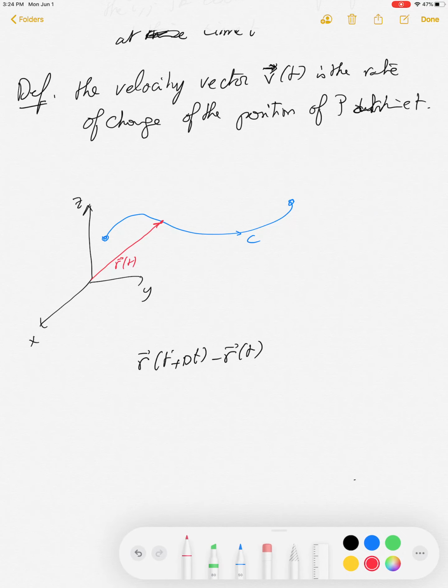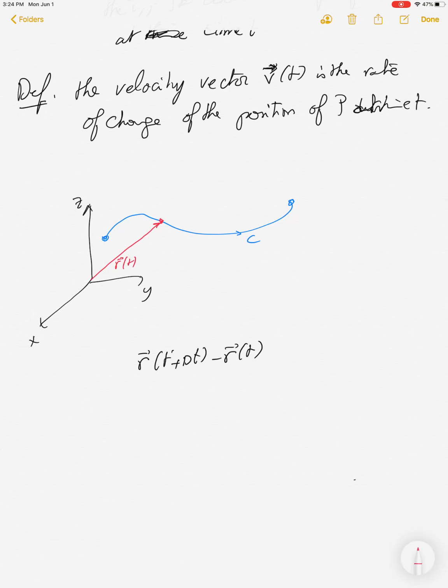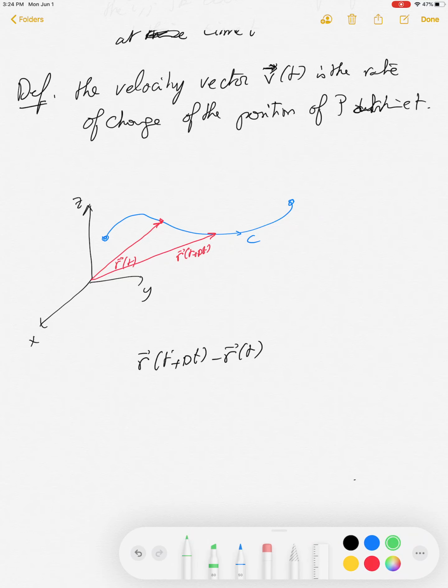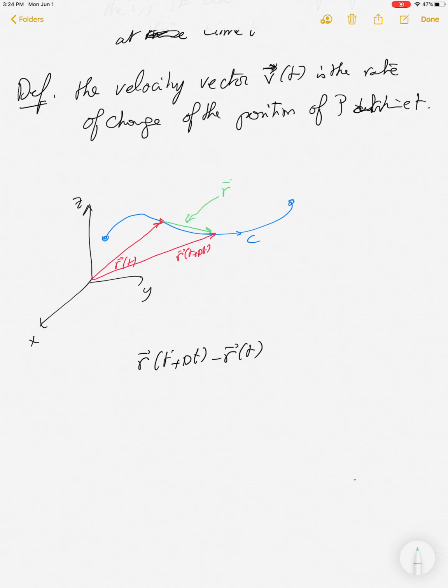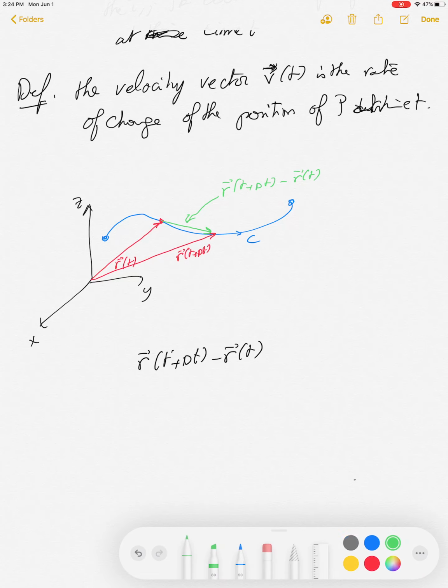So where is r of t plus delta t? This is my position at time t. Maybe my position at time t plus delta t is here. So this vector is r of t plus delta t. So what is r of t plus delta t minus r of t? Let me use another color. This is the good thing about the iPad. What is this vector? This vector is r of t plus delta t minus r of t. So this is a motion in an interval delta t.